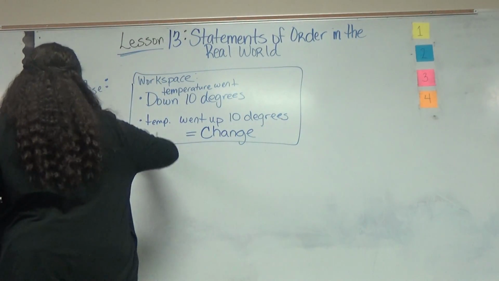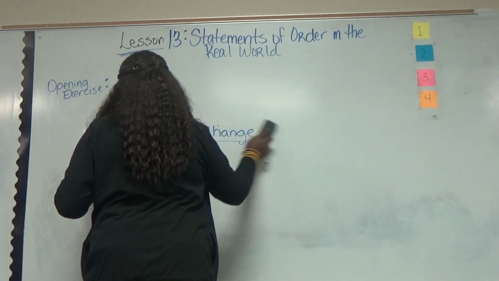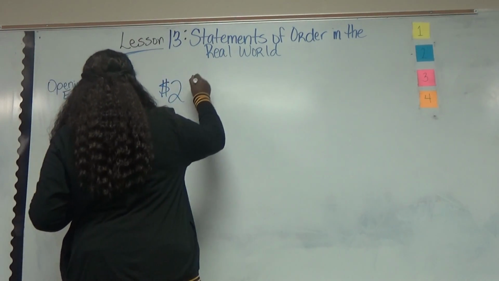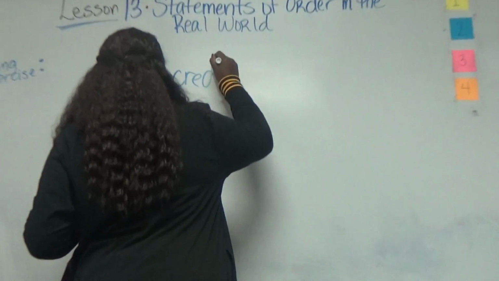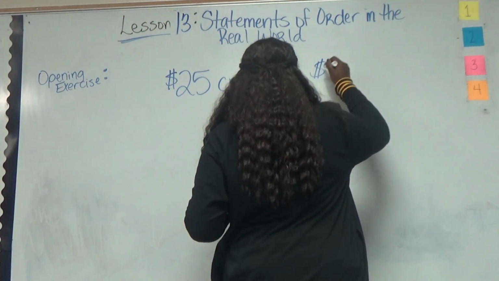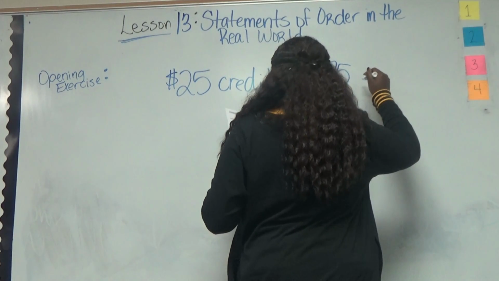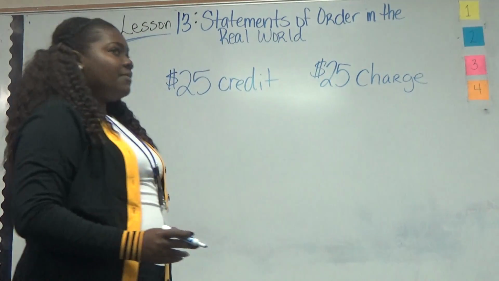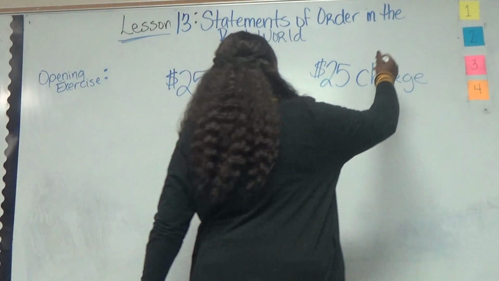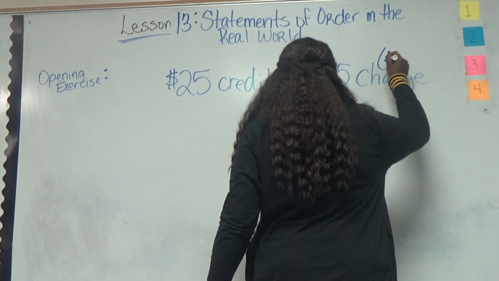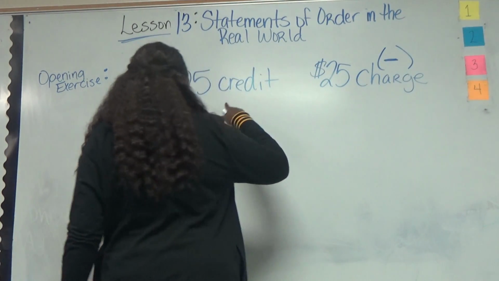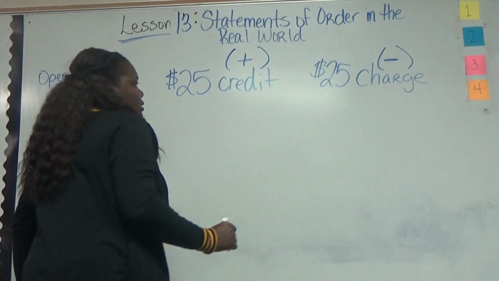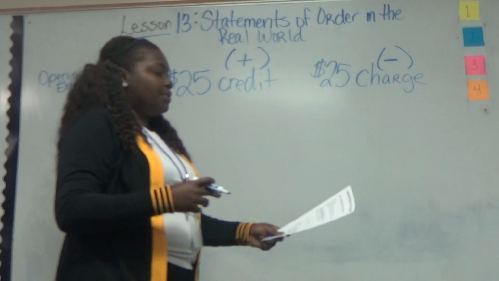Describe what is similar about the two transactions. Alright, so if I have a $25 credit, I'm going to write $25 credit on this side, and then over here I have a $25 what? A $25 charge. Alright, so a charge, does that represent something positive or something negative? Negative, because we're taking money away. So I'm going to put a negative sign here, okay? Now, a $25 credit, that represents something what? Positive. So I'm going to put a plus to represent positive because that means we gained $25.